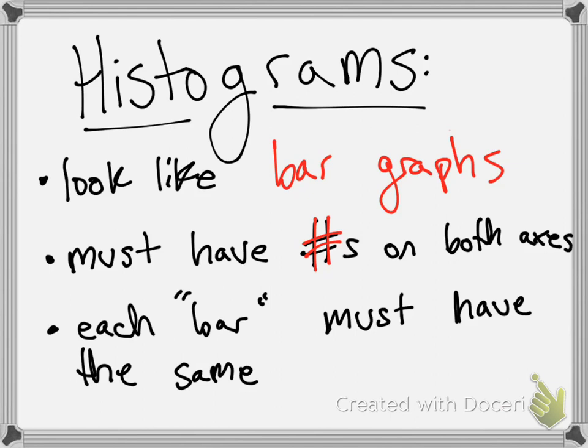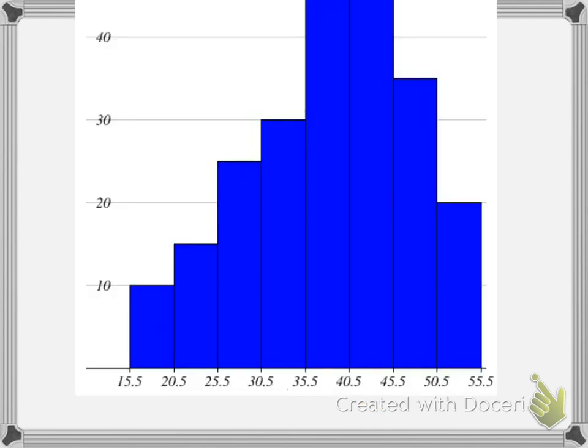And then lastly, each bar in our graph must have the same what? So I see someone saying width, which that's actually kind of correct. Yeah, because we do need them to have the same width, which entails, yes, that they have the same range. So by that, each bar needs to have an equal amount of number choices. So looking at this one, is this one a histogram?